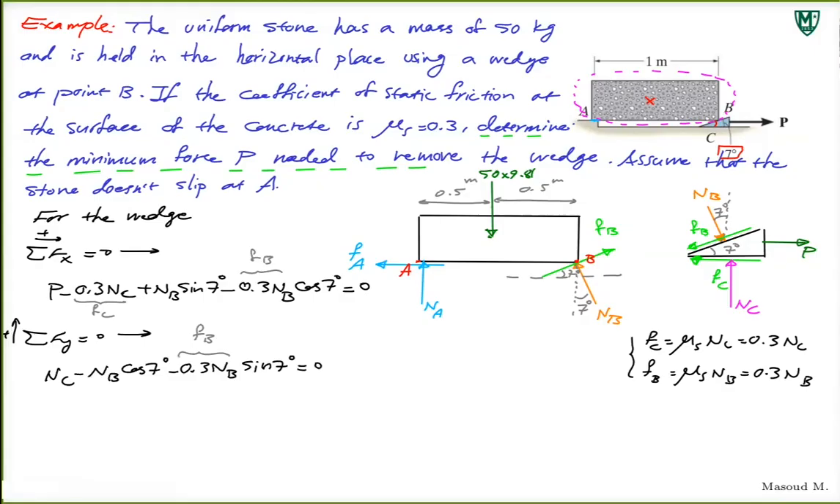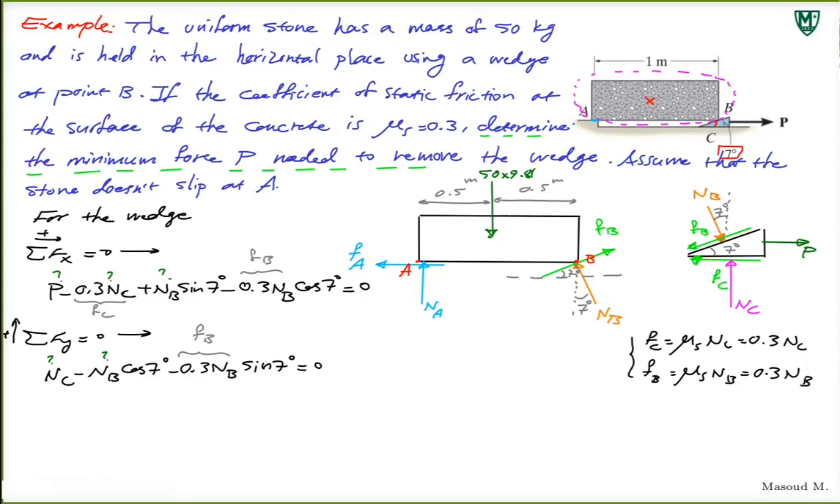Let's see what we have and what we don't have. We don't know what P is. We're looking for P. We don't know NC and we don't know NB. So, a lot of unknowns. We have 3 unknowns, 2 equations. We have a problem. We have to write another equation.